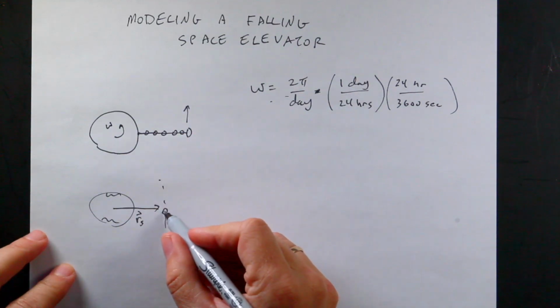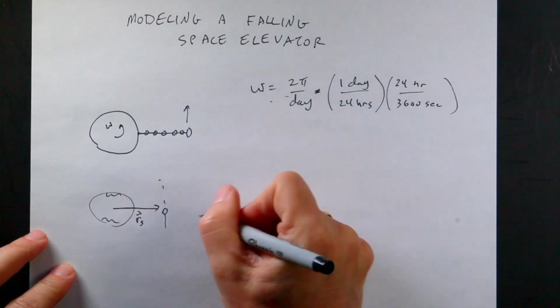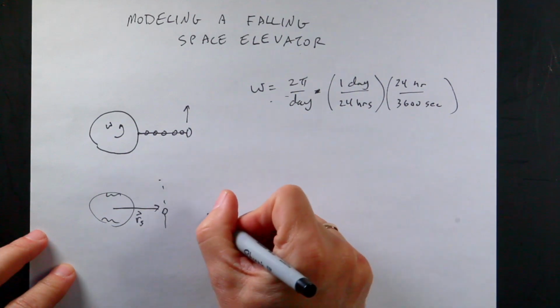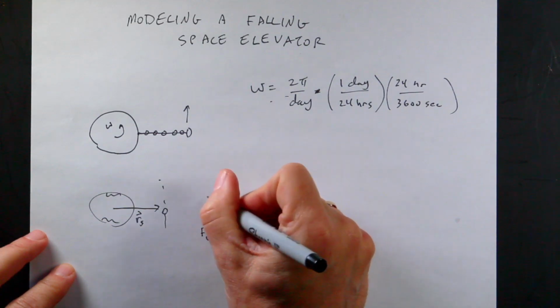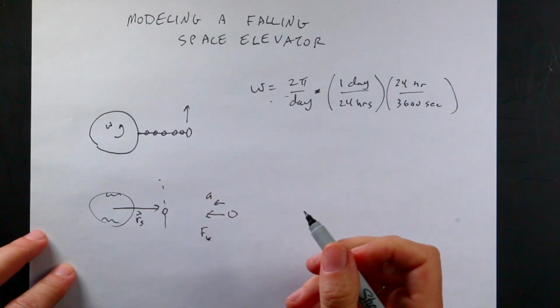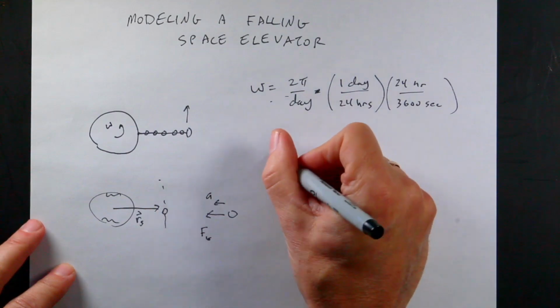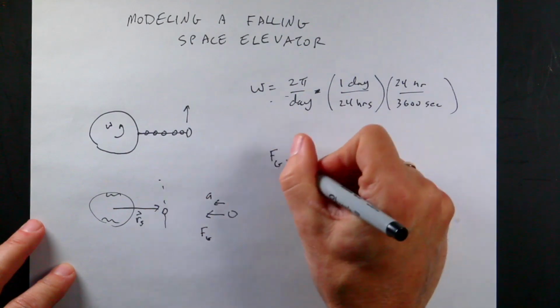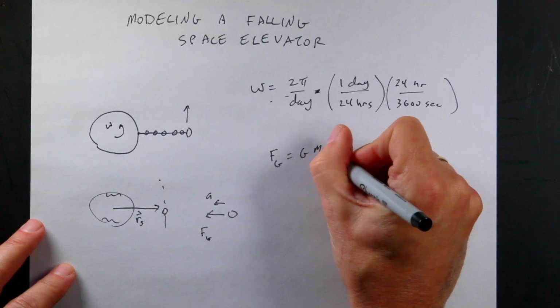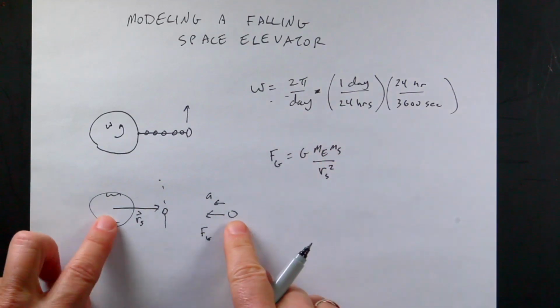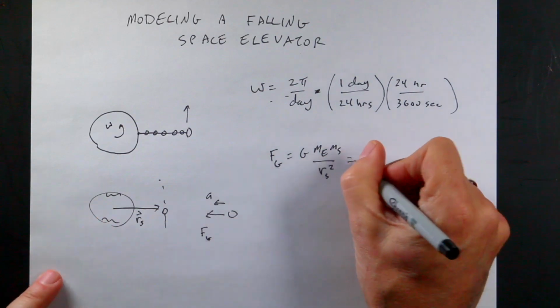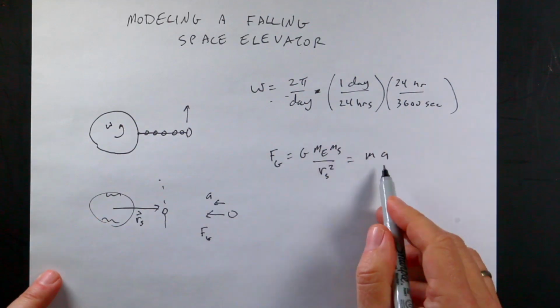There's one force acting on this, and that's the gravitational force. So if I look at that object, it's going to have a gravitational force pulling that way, and it's going to have an acceleration that way also, if it's moving in a circle, such that I can say the gravitational force is Fg, the magnitude, G, mass of the Earth, mass of the satellite over rs squared. That's the gravitational force on this. And that's going to be equal to ma, where a is acceleration.